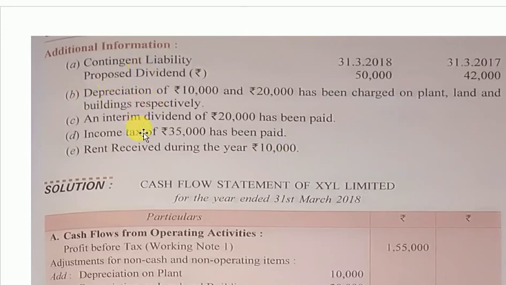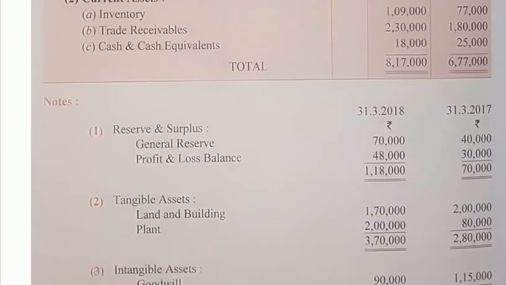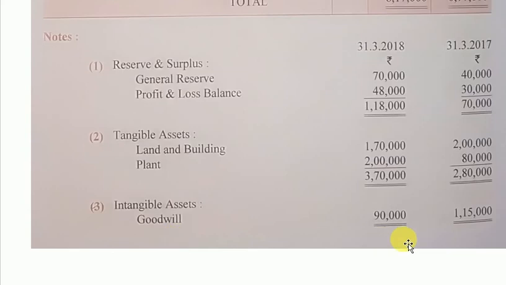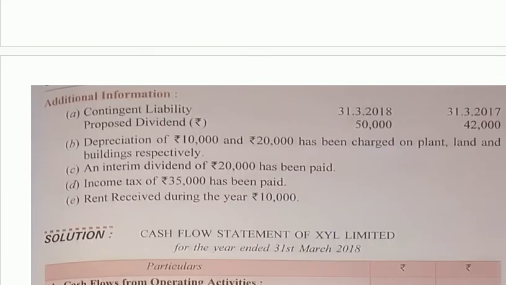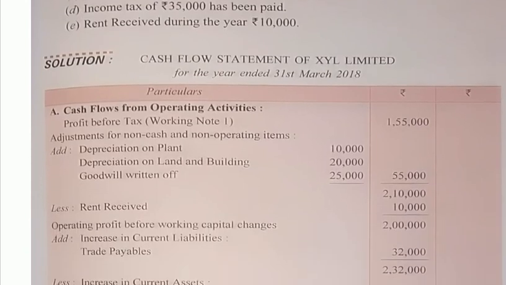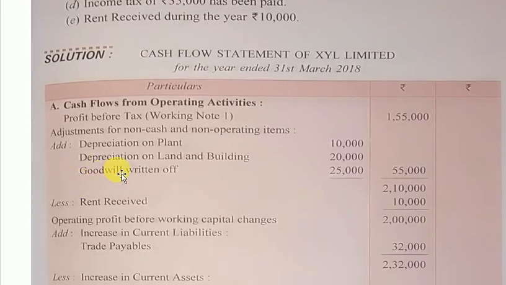One more thing, children. In the question there was goodwill, and this we have already talked about. Goodwill is previous year 1,15,000 and it is decreasing to 90,000 in the current year. So any decrease in goodwill is goodwill written off, and we have already discussed earlier that goodwill written off is a part of your non-operating expense area where you write it under operating activities. So goodwill written off is 25,000 because it reduces your net profit.